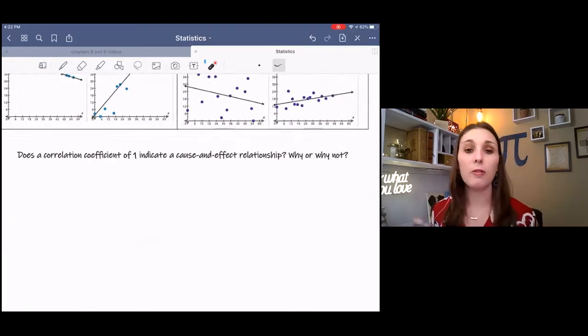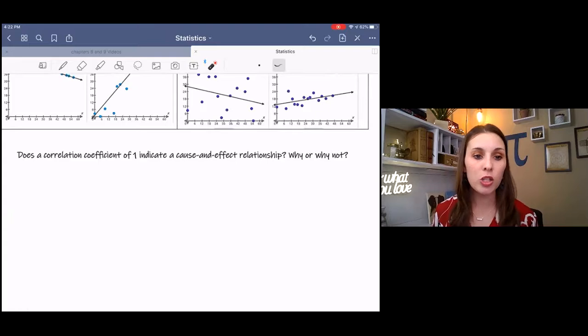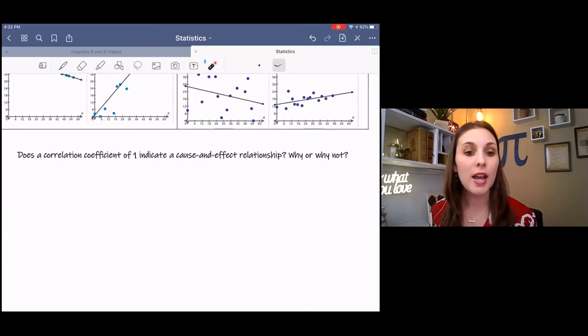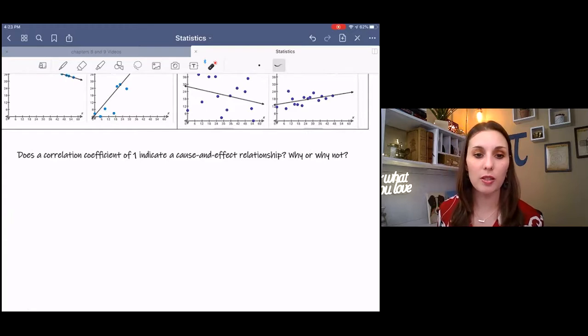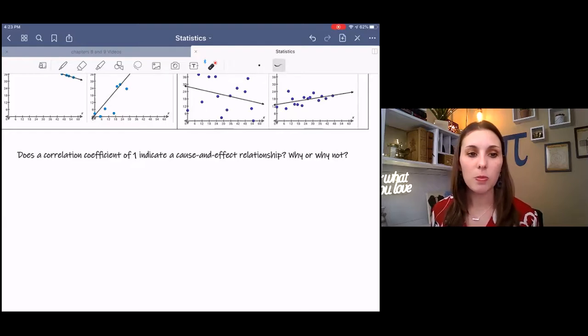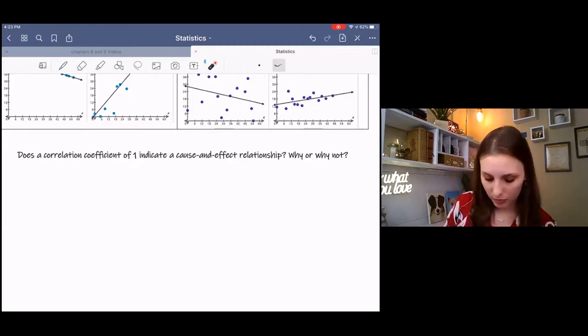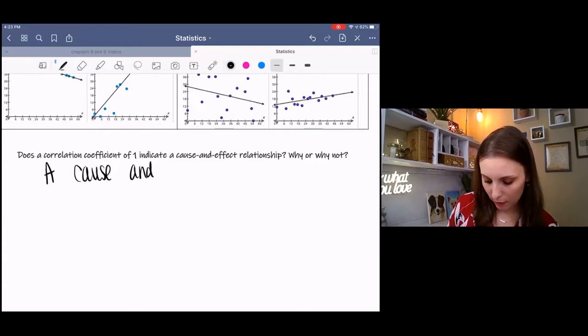And then I want to point something out very important down here. Does a correlation coefficient of 1 indicate cause and effect? Why or why not? And I wanted to point this out because, especially if it's an observational study, pretty much any study, but especially an observational study, just because the R value equals 1 does not indicate cause and effect. It only indicates association.